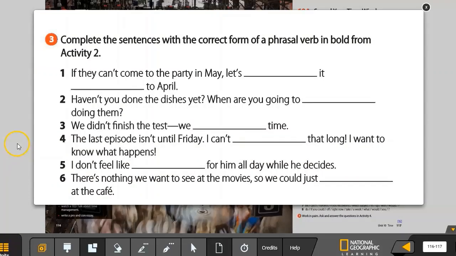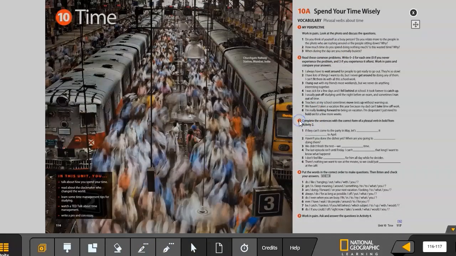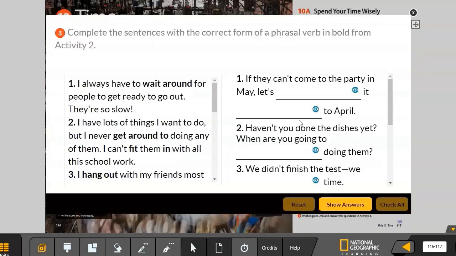Okay, guys, now let's go to exercise number 3. Complete the sentences with the correct form of a phrasal verb involved from activity 2. You have to complete the blank spaces with the phrases. Let's do number 1 as an example. It says, if they can't come to the party in May, let's move it up to April. Move up. Now you can have a clearer idea of what move up means.